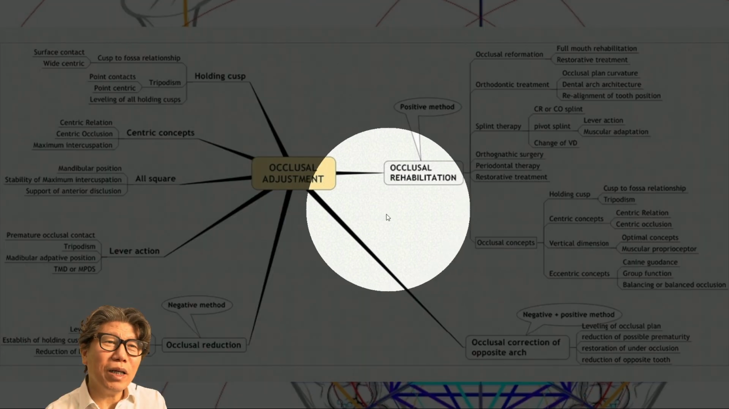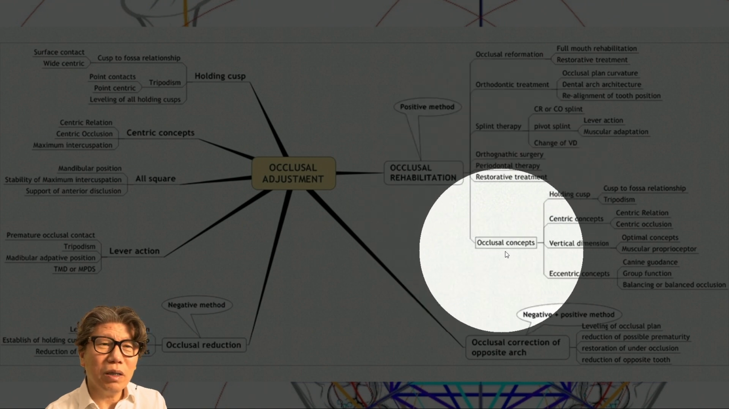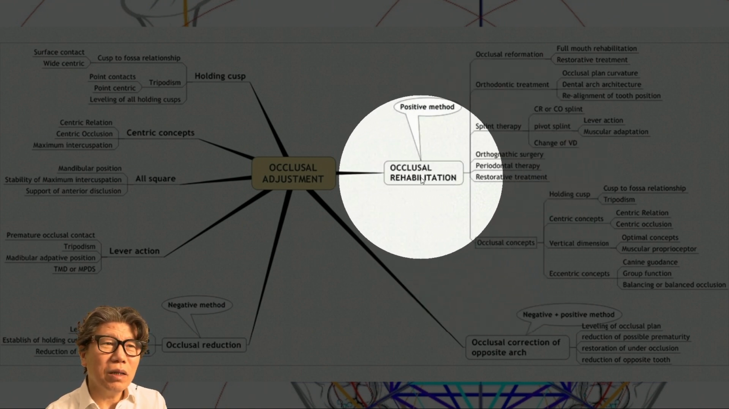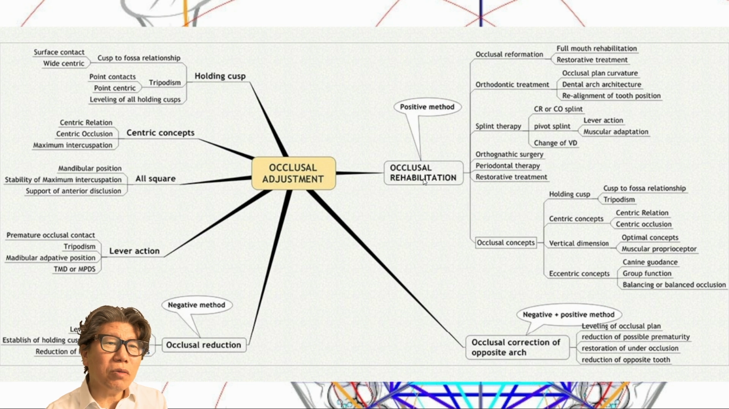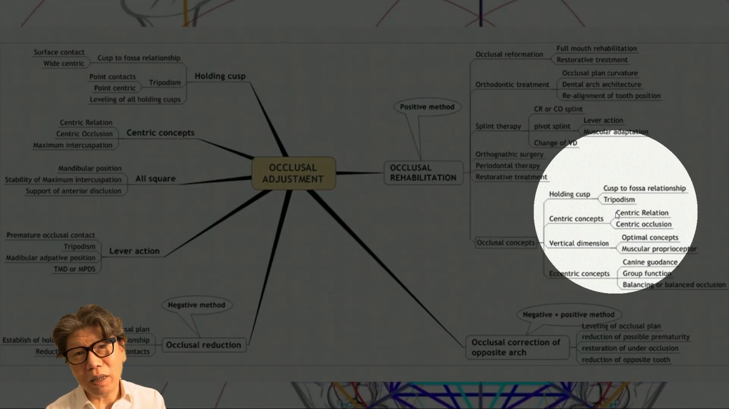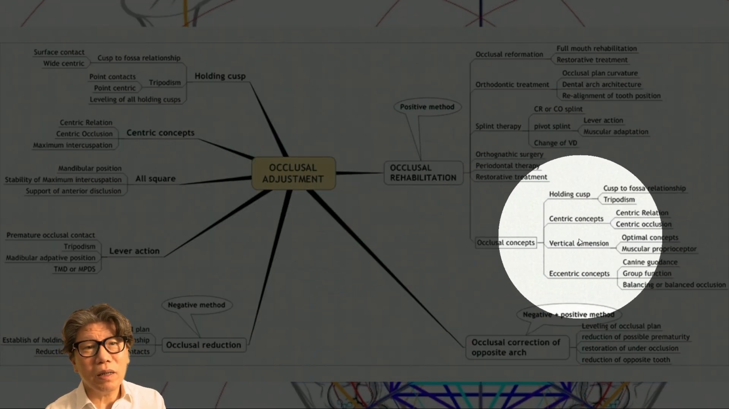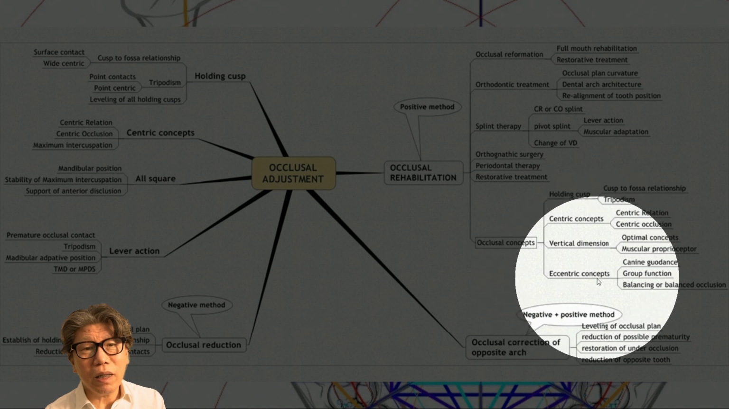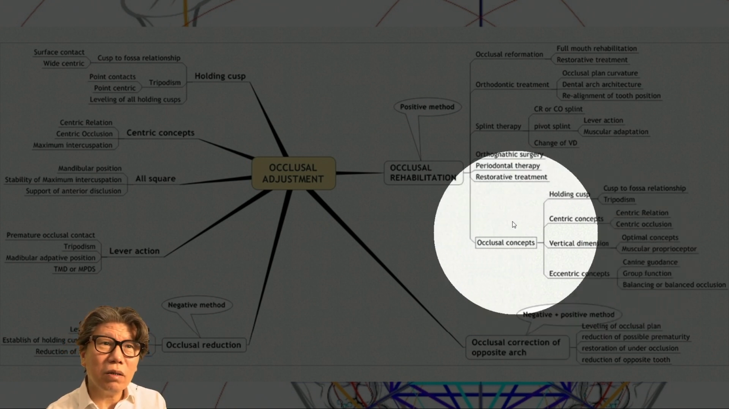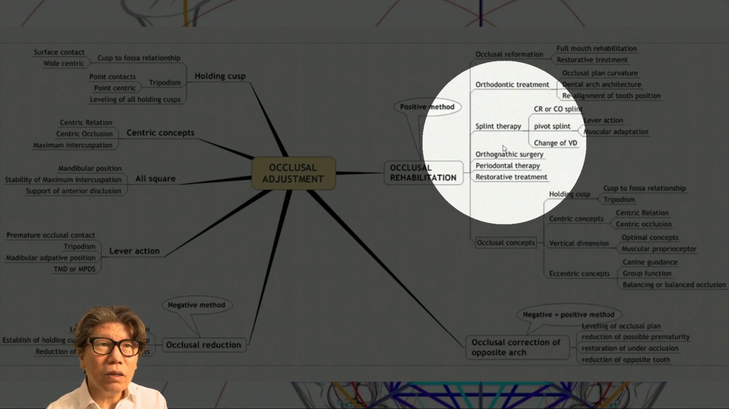Next, periodontal and prosthetic treatments are approached from the perspective of occlusal rehabilitation. We have extensively discussed the holding cusp concept, and the next considerations involve the centric concept, vertical dimension, and eccentric concept. When examining occlusal rehabilitation first, there are eccentric concepts.